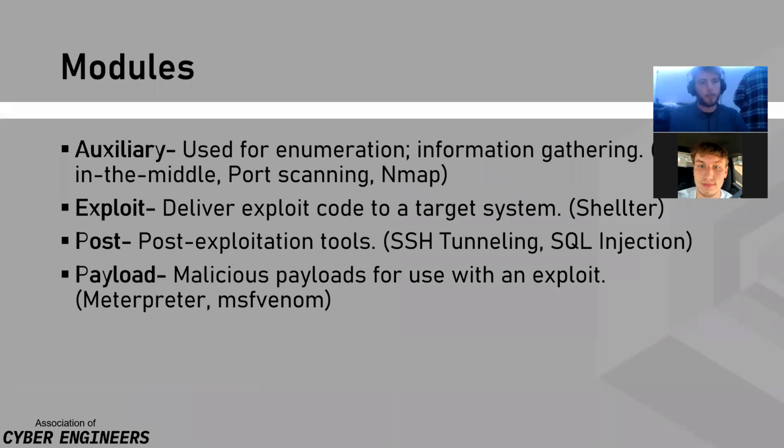So these modules, first is auxiliary. It's used for enumeration, information gathering. Last quarter was basically mostly enumeration, like Nmap, stuff like that. And that's all included in auxiliary. You can do a bunch of different stuff, like man-in-the-middle attacks and different port scans. Next, exploit, where you are going to deliver exploited code to a target system. This is like Shelter. We did Shelter last quarter. And that is an exploit. You can either find exploits or make your own.